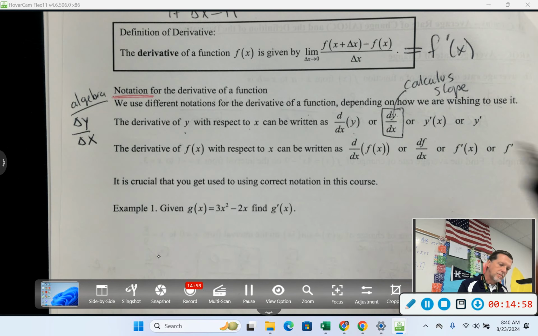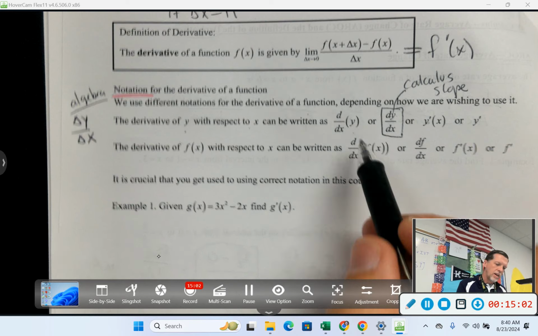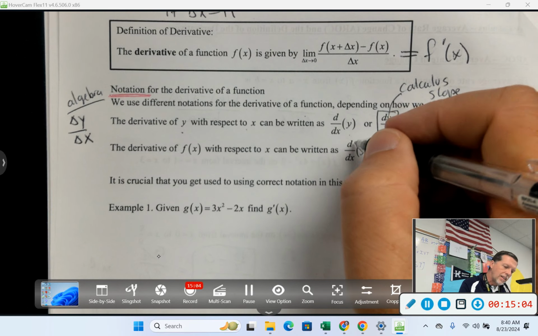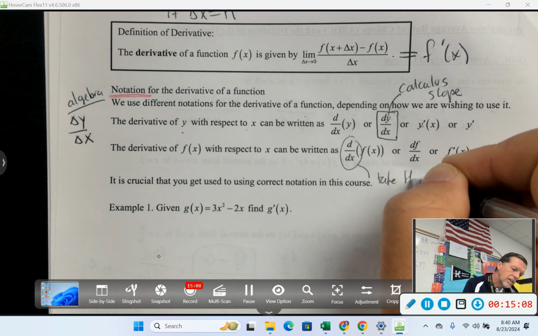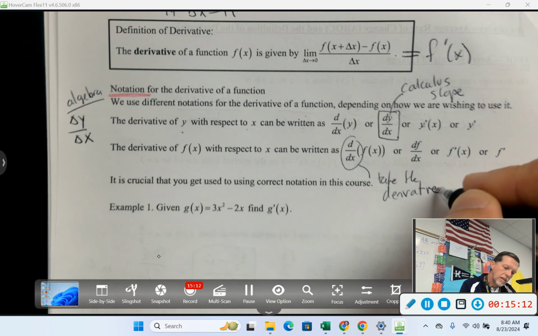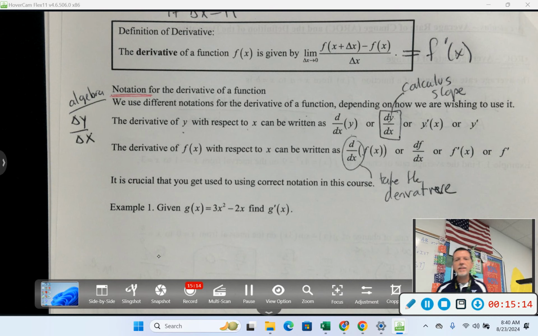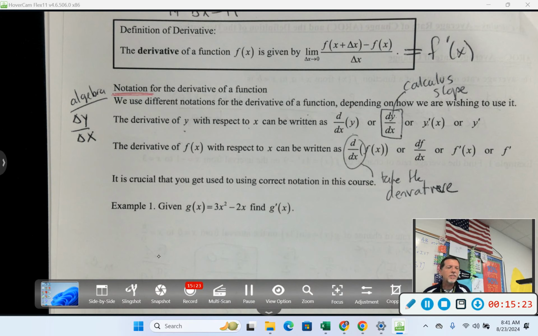y prime or f prime, d dx. Putting d dx right there means take a derivative. Take the derivative of f of x. So the d dx out front is an operator. It's like, you know what a square root does, you know what a square does, you know what sine does. d dx means take the derivative.